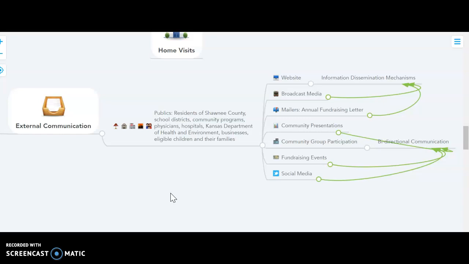And then we also actually have closed Facebook groups for some of our parent programs as well, where they can connect with each other. And so again, even though this arrow issue is not great, you can see that I listed all of those as bidirectional communication.